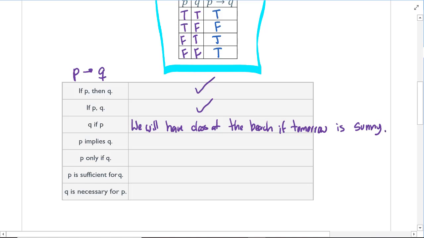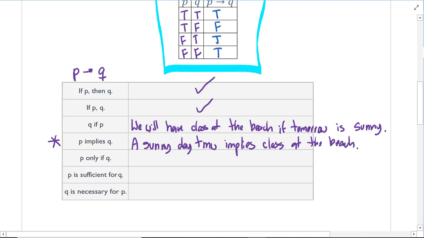I threw that in there earlier without saying too much about it, but this is a pretty common one, at least in mathematics, because when mathematicians have to say if P then Q, they have to say 4 words as opposed to saying P implies Q, and that's only 3. And mathematicians are notoriously lazy. I don't know about you. If we were to use our actual P and Q propositions here, it would say something along the lines of a sunny day tomorrow implies class at the beach. Again, we can adjust the wording a little bit to make it sound grammatically correct.